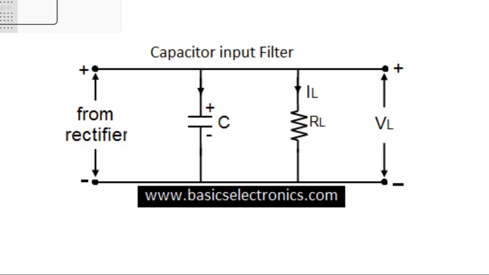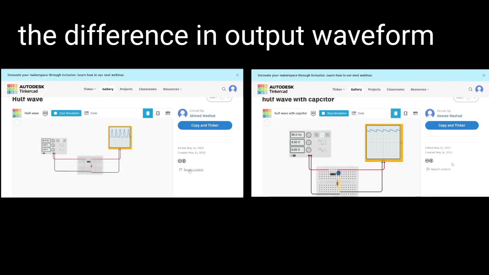A filter is a circuit that reduces the variation in the rectified voltage, and it's made of a capacitor connected in parallel with the load resistance. During the positive half cycle of the input waveform, the diode conducts and charges the capacitor to the peak value of the input voltage. The capacitor stores electrical energy during this period.